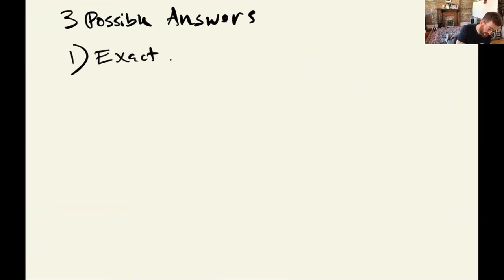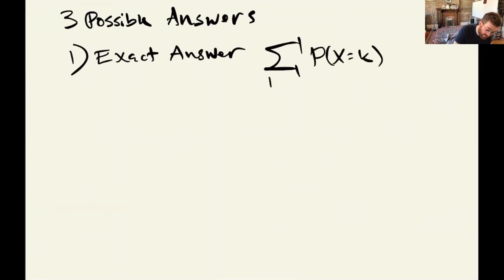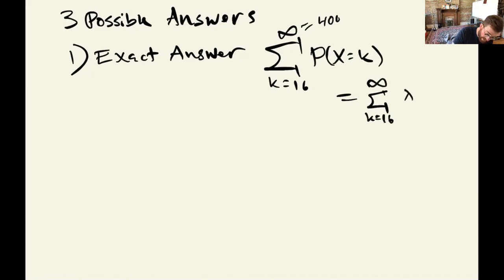to compute this exactly. So the exact answer would be, I'm going to sum over the probability that x equals k from k equals 16 to infinity. But really, we know that infinity stops at like 400. But still, 400's a lot of chocolate chips, and it's unlikely that somehow all of those chocolate chips will get concentrated on that single cookie. Specifically, this would mean summing from k equals 16 to infinity of lambda to the k over k factorial e to the minus lambda, again where lambda equals 8. That's an unwieldy formula. And so this is why it's useful to consider some of the bounds or inequalities that we introduced earlier.